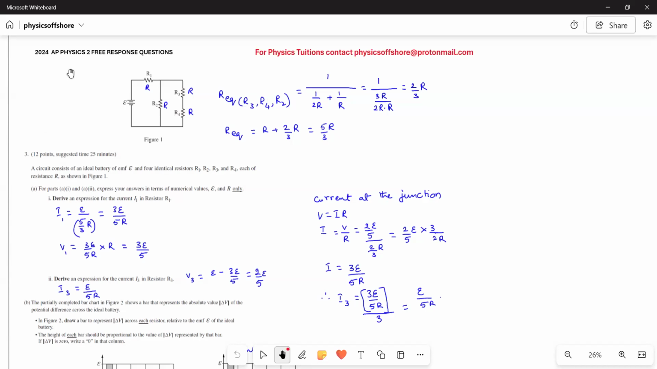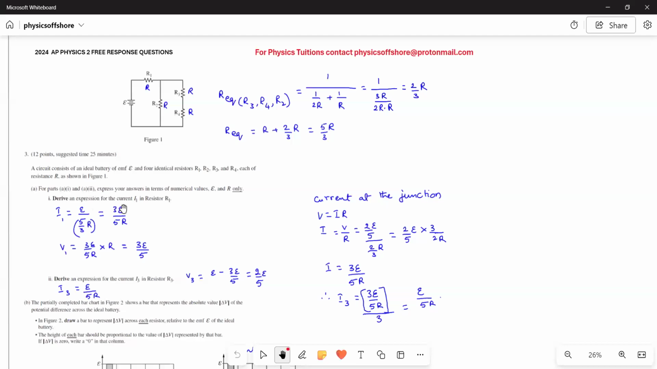This is the 2024 AP Physics 2 FRQ. A circuit consists of an ideal battery of EMF E and four identical resistors R1, R2, R3, and R4, each of resistance R, as shown in figure 1. For parts A1 and A2, express your answers in terms of numerical values, E and R only.